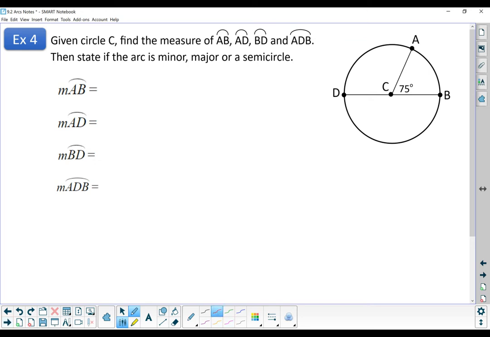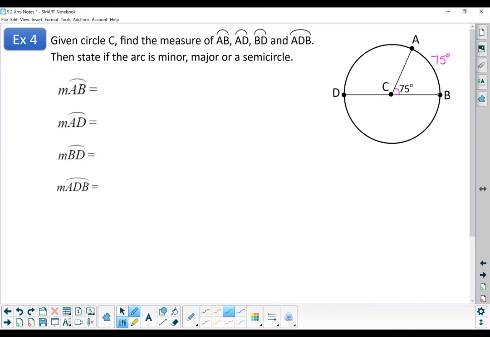So oftentimes when I'm doing problems like this, I find it easier to try to label everything in my diagram and then go through my list and write down what each of the answers are. But you can do it in several different orders. So you find the order of doing things that works best for you. So I'm going to start with this angle, central angle 75 degrees right here. That means that this arc from A to B is also 75 degrees.